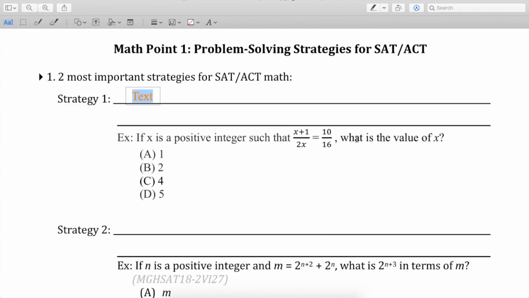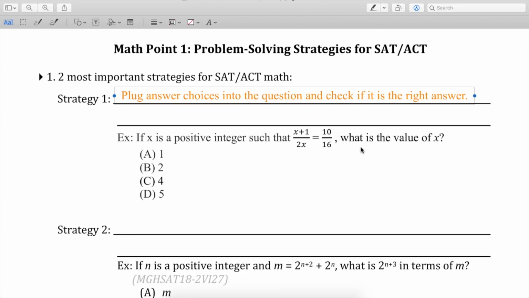So, strategy one, and write this down in your notes. Strategy one is plug answer choices into the question and check if it is the right answer. So plug answer choices into the question and check if it is the right answer. I'll give you a moment to write that down.